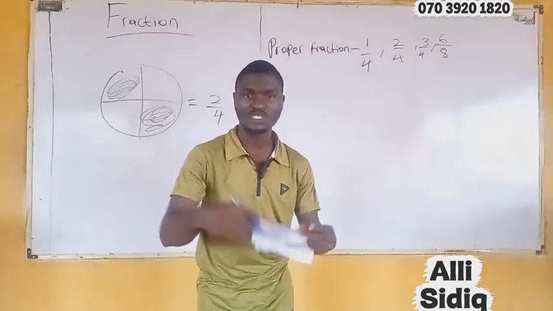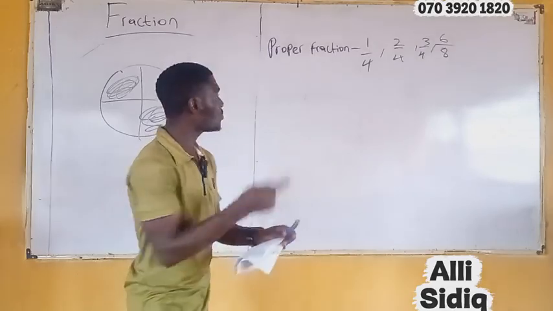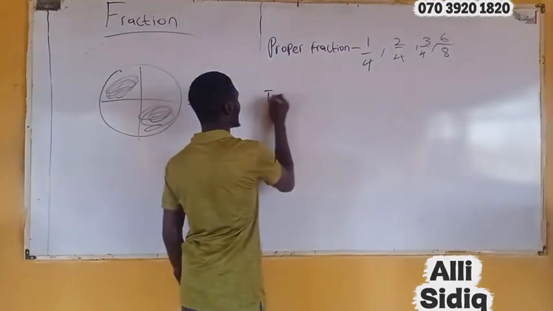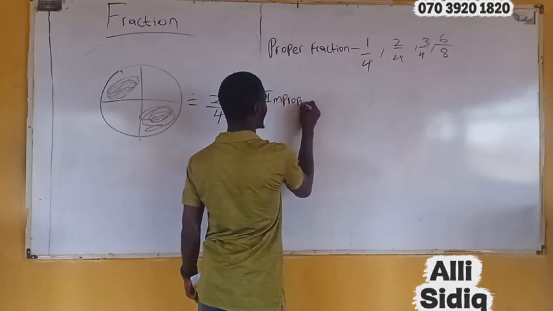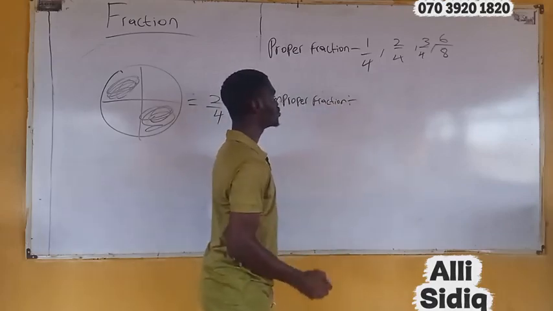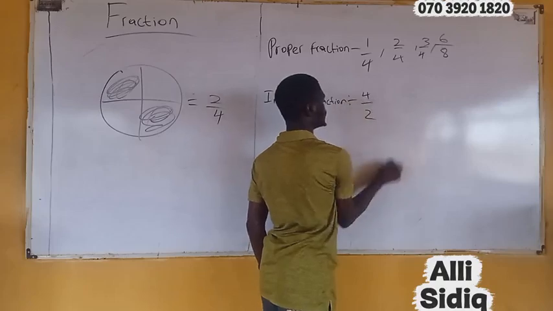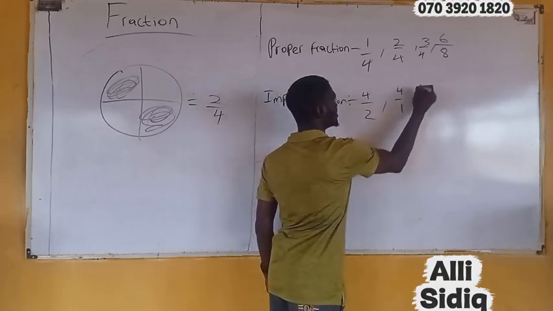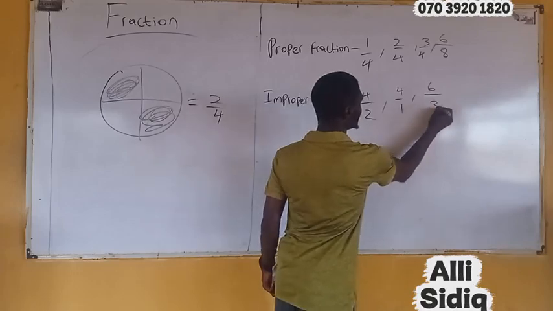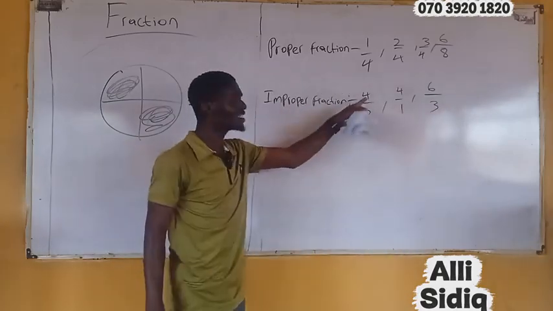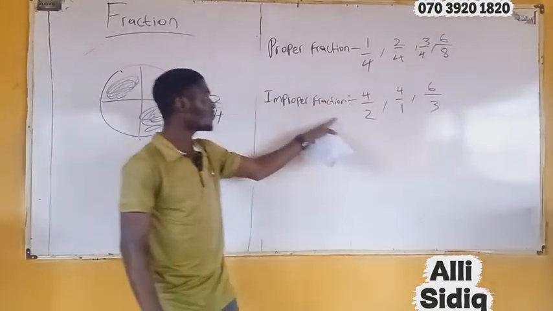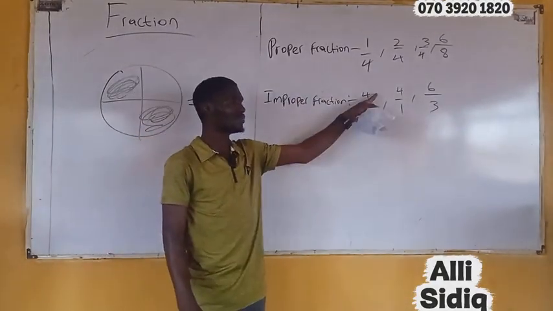Improper fraction. Something improper is the opposite of a proper fraction. You're having the bigger number up and the smaller number down. So for improper fractions, you'll be having 4 over 2, 4 over 1, 6 over 3. Imagine, a smaller number carrying a bigger number. It is improper for a smaller number to be carrying a bigger number. That's the meaning of improper fraction: smaller number down, bigger number up.